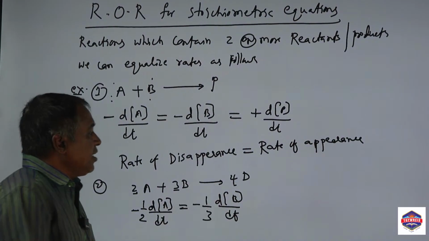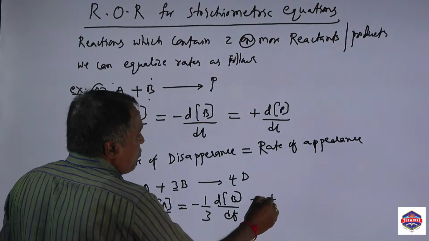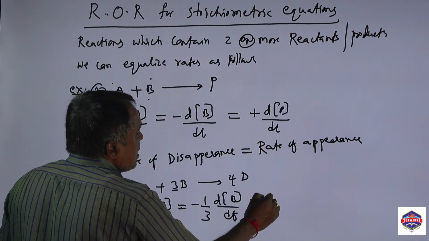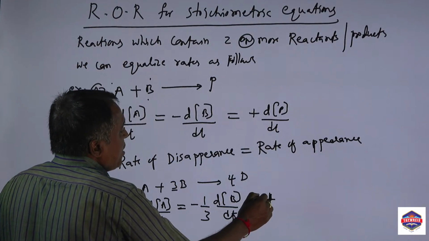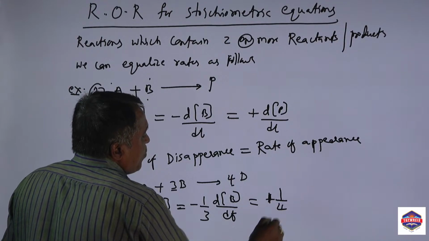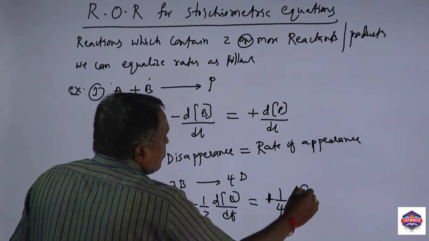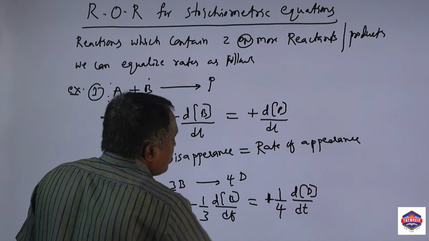And here we have D, the product. Therefore, you must place a positive sign, because the concentration of D is increasing. The reciprocal of 4 is 1 by 4, and the rate of product D is dD by dt.